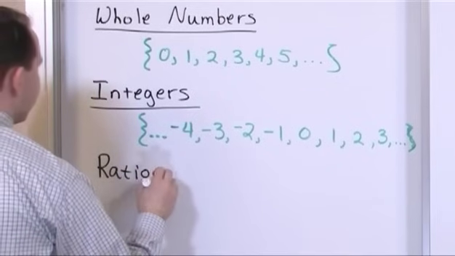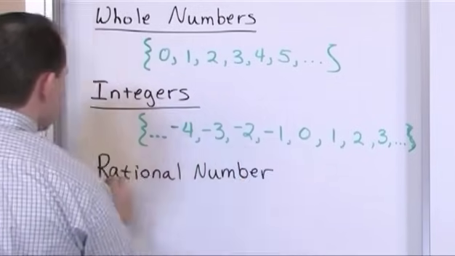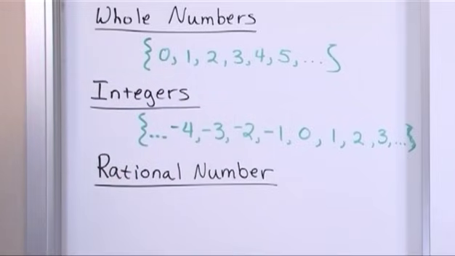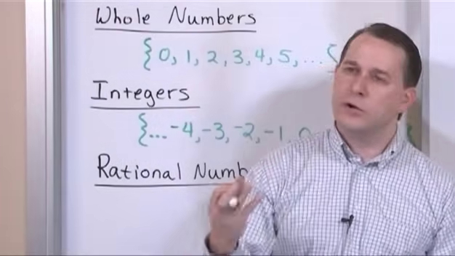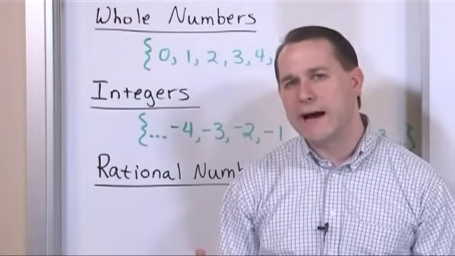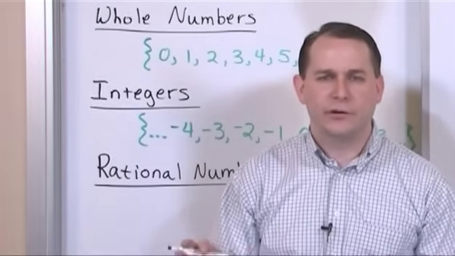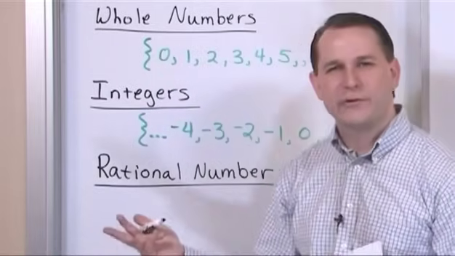Rational number. Now let me ask you a question. What do you think of when you see the word rational? When someone is being rational, what are they? That means that they're cool-headed, well thought out, cool, calm, and collected. They're rational. You can talk to them. So that's what these numbers really are. It's kind of a descriptive word.